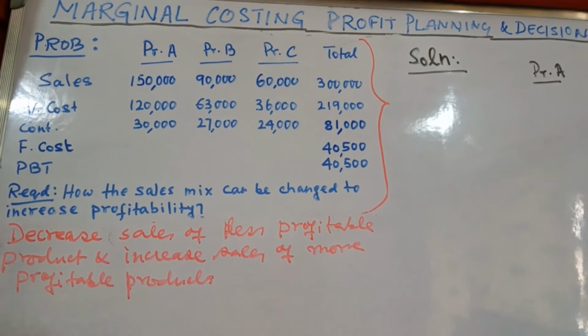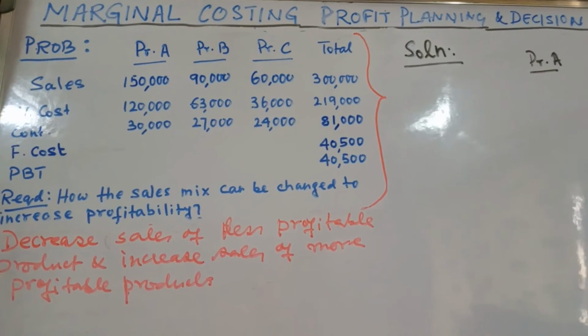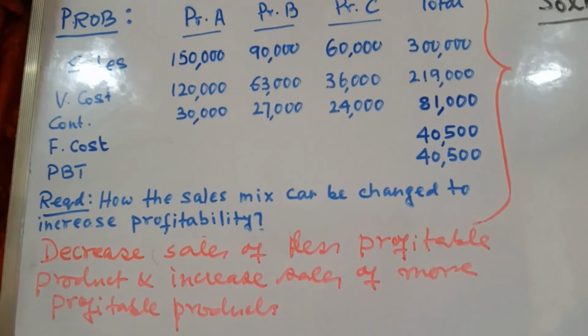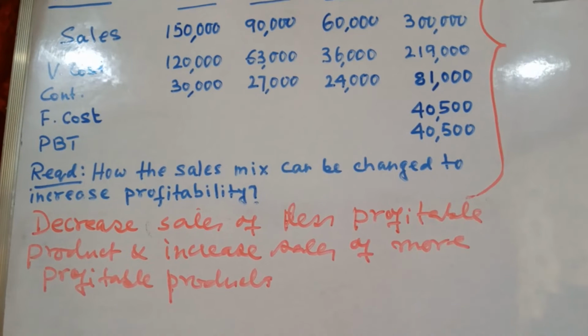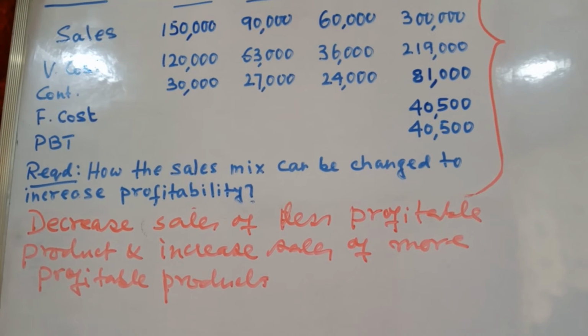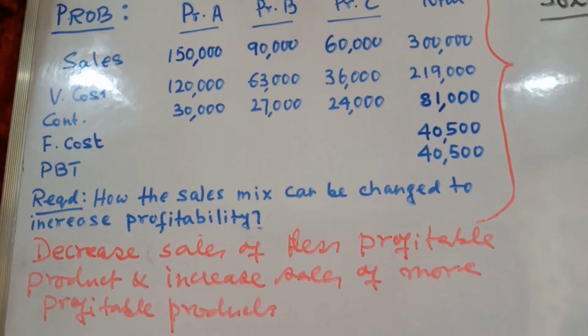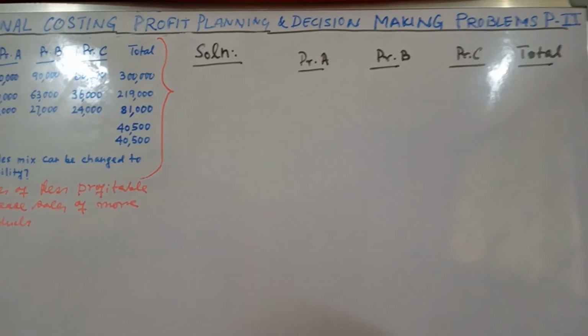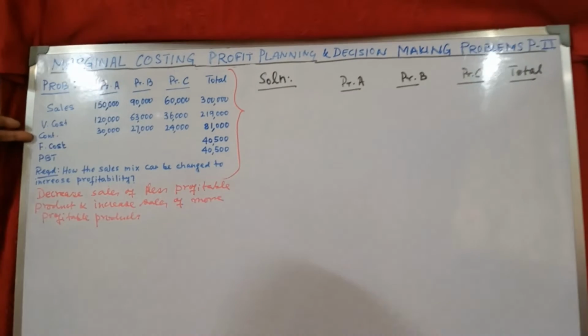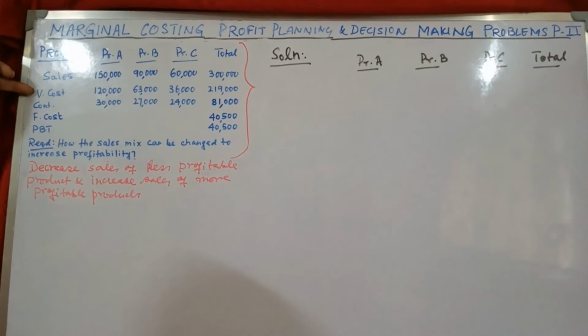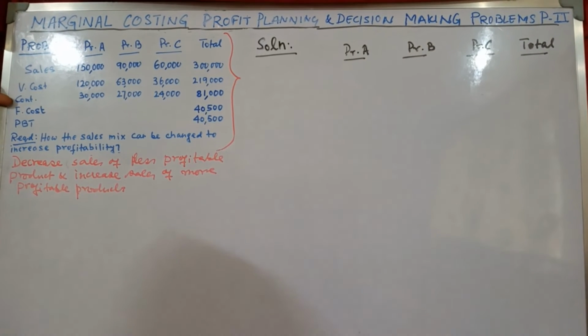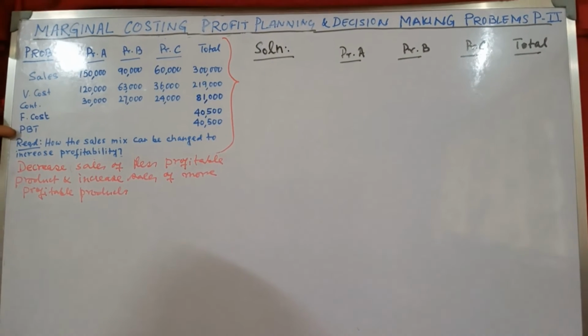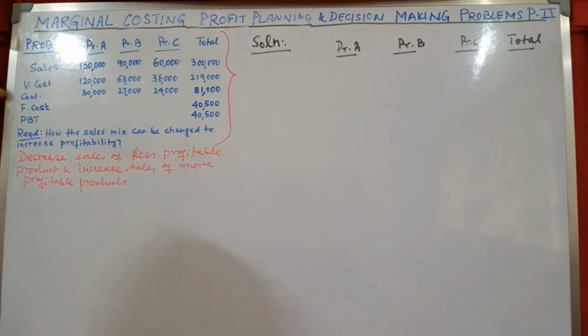Okay. Now let us see the existing profitability of the farm and the PV ratios of individual products. Okay. So in this part we are doing the solution. We can start from contribution because variable cost is already deducted in the question, and also profit before tax is given. So we can start from contribution.